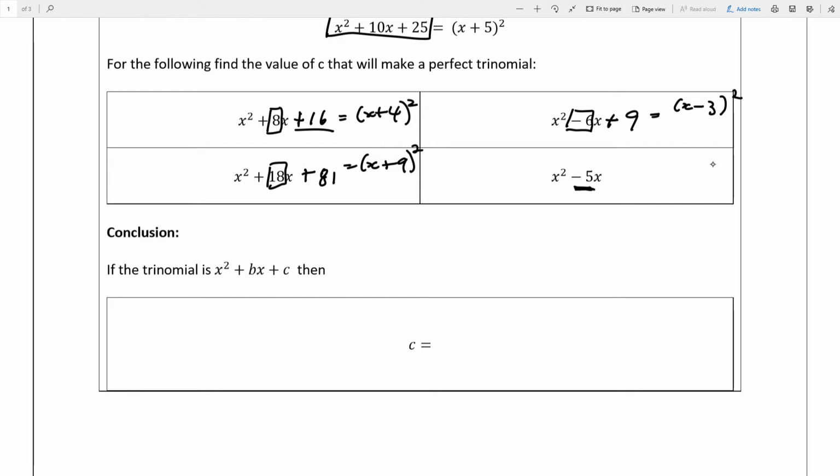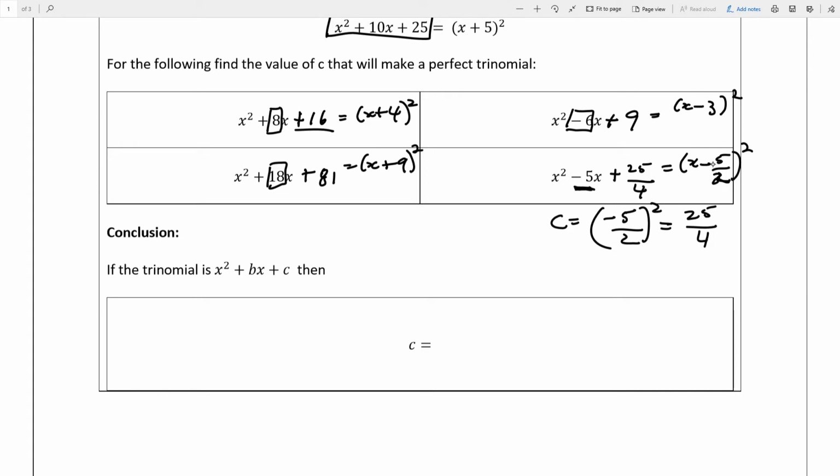In this question, it's a little bit difficult because the negative 5 doesn't divide evenly by 2. It's not an even number. So again, according to the hypothesized formula, c should be negative 5 over 2 squared, which is equal to 25 over 4. So this is plus 25 over 4, and the factored form should be x minus 5 over 2 squared.